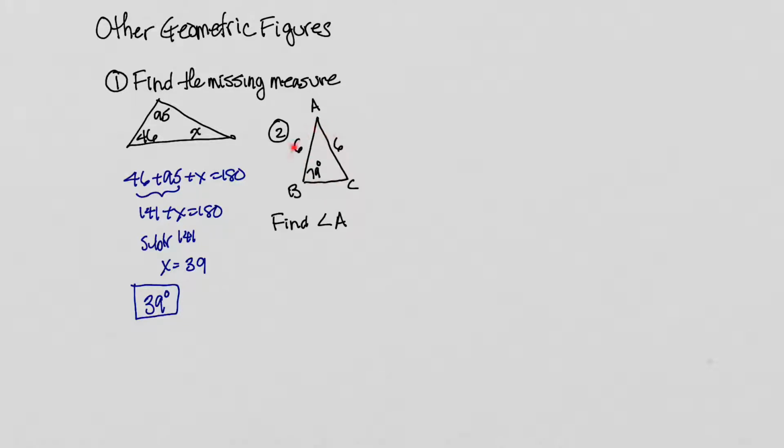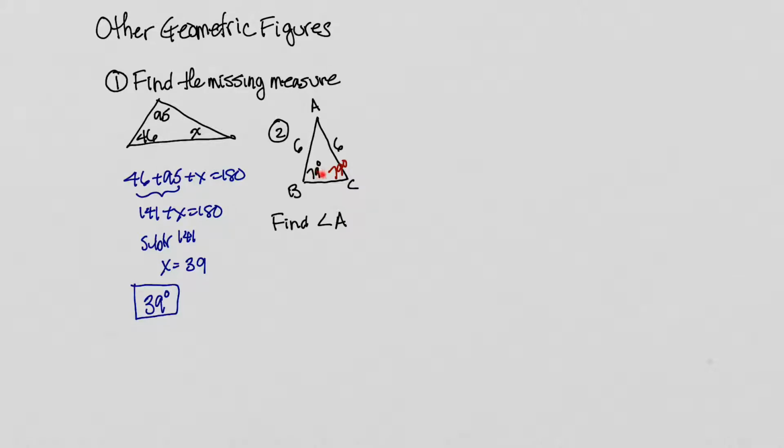This triangle here in problem number 2 is an isosceles triangle, and I know that because these two sides are equal in length. And in an isosceles triangle, you have two sides that are equal in length, and the angles opposite those sides are equal in measure. So this measure is 79 degrees. It's opposite that side. So opposite this side is this angle. That's going to be 79 degrees also.